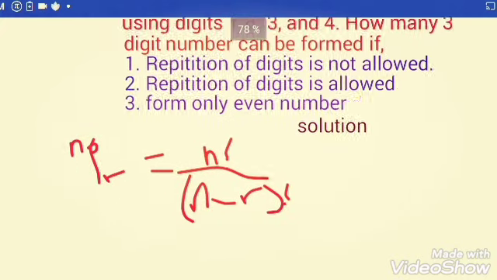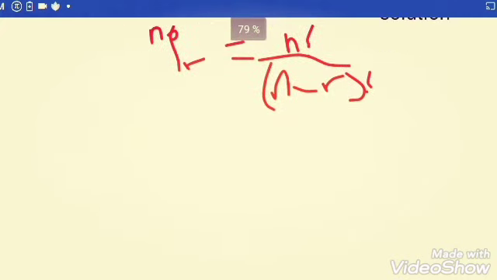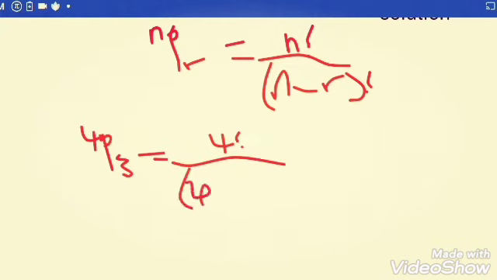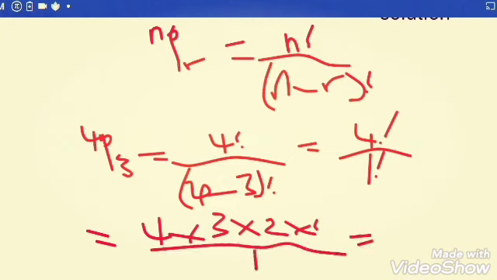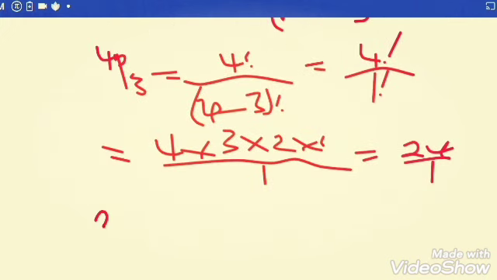So if repetition is not allowed, we can actually use the formula here, which is 4 permutation 3, and that gives us 4 factorial over 4 minus 3 factorial. This is the same thing as 4 factorial over 1 factorial. Now 4 factorial is 4 times 3 times 2 times 1, all over 1 factorial, which is 1, so this gives you 24 over 1. So we can get 24 3-digit numbers from that combination.